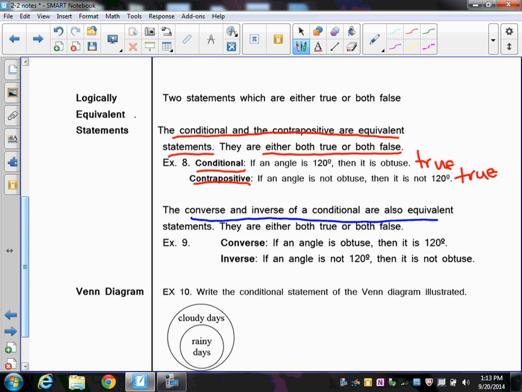They are equivalent statements. So the converse says if an angle is obtuse, then it is 120 degrees. This is going to be false. It can be true, but remember, all I have to do is come up with a counterexample to show that it's false. So if an angle is obtuse, then it's 120 degrees. It could also be 150 degrees. So that's my counterexample. I can come up with a lot more. The inverse is if an angle is not 120 degrees, then it is not obtuse. I already know that's false.